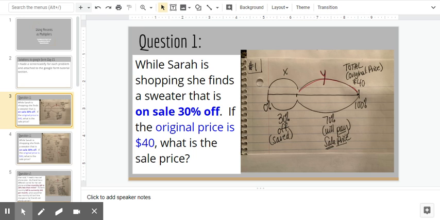Let's go over how to solve this problem. First, I pulled out the important information. On sale, 30% off. So that's an important piece. The original price is $40. That's also an important piece.